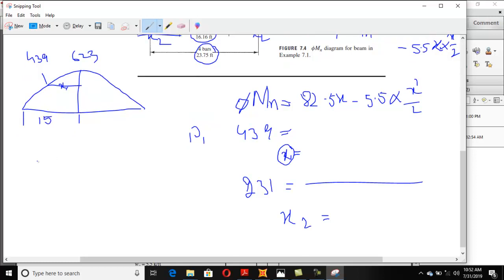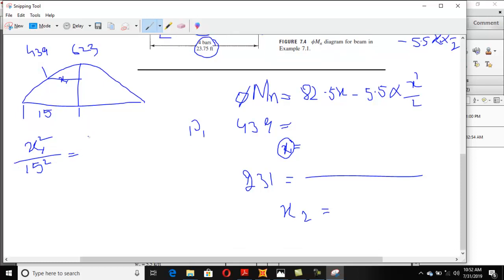So how can you determine it? You use the relationship as we used in the initial stage of the lecture. So 15 squared equals to, you need to determine this height, and this height will be equal to 623 minus 439, divided by the total height, and the total height will be 623.